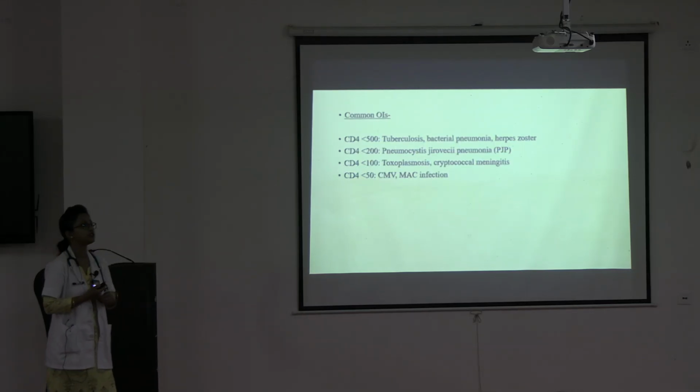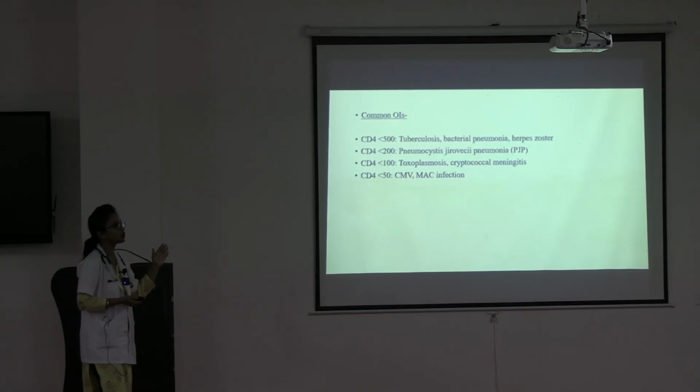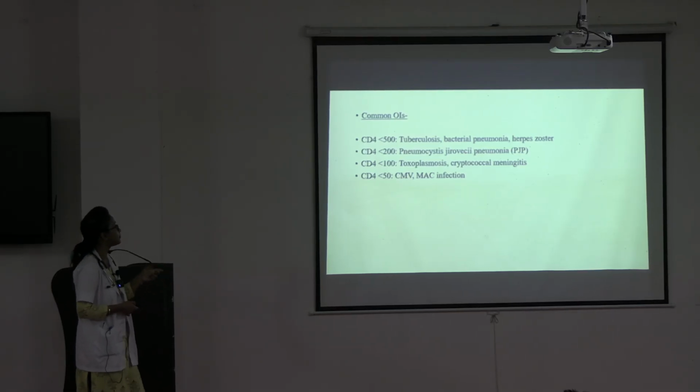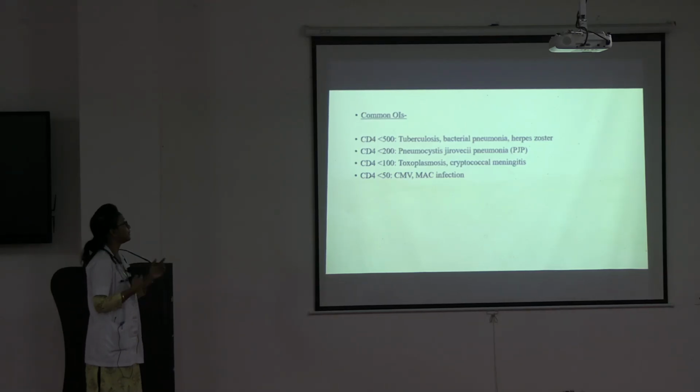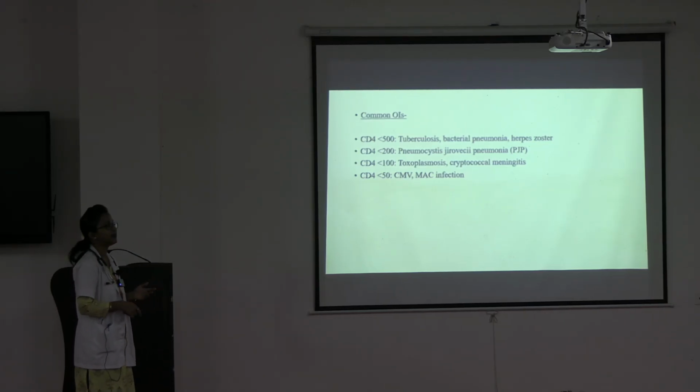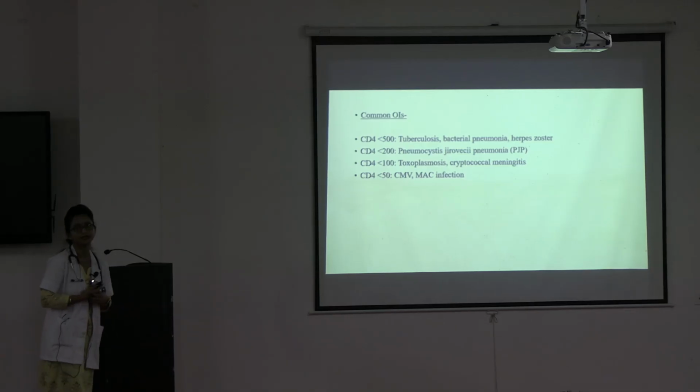What are the common opportunistic infections? At CD4 count less than 500, the patient might encounter tuberculosis, bacterial pneumonia, herpes zoster. At CD4 count less than 200, the patient might have pneumocystis jirovecii pneumonia. At CD4 count less than 100, the patient might be exposed to toxoplasma and cryptococcal meningitis. And at CD4 count less than 50, the patient might contract CMV and Mycobacterium avium complex infection.